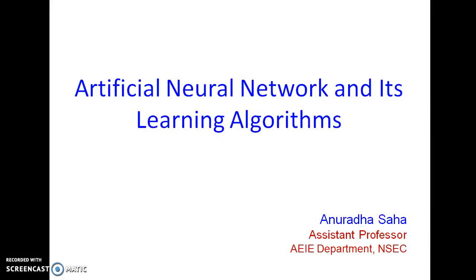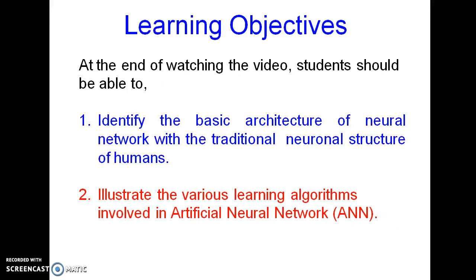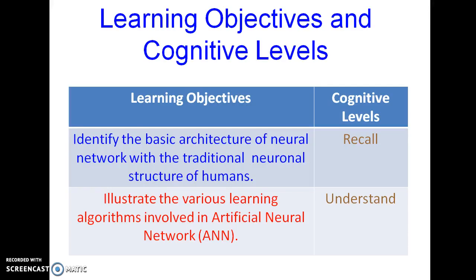Today, I present a lecture on the topic Artificial Neural Network and its Learning Algorithms. In this lecture, I clearly focus on two distinct learning objectives. First, to identify the basic architecture of neural network with the traditional neuronal structure of humans. And second, to illustrate the various learning algorithms involved in artificial neural network.